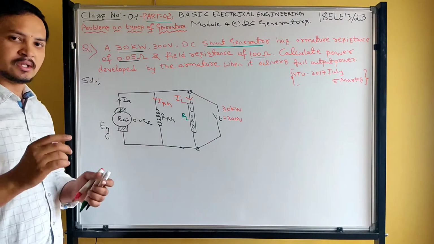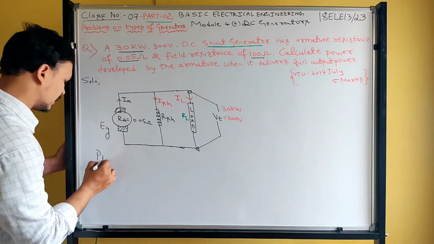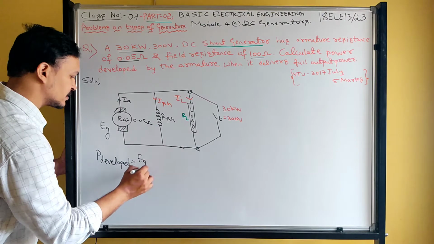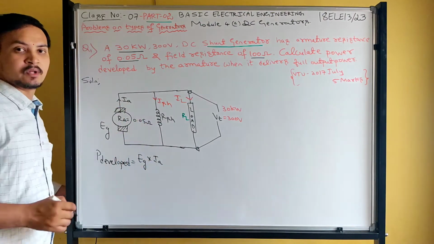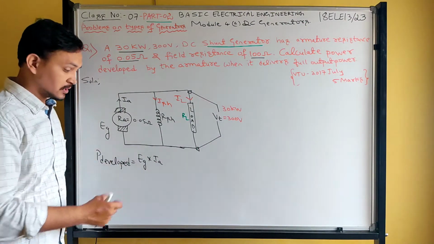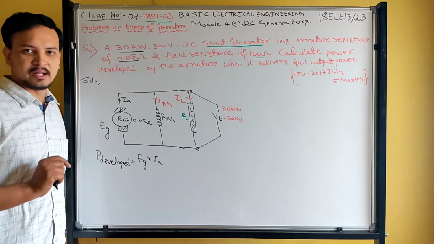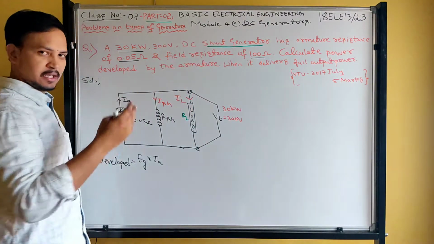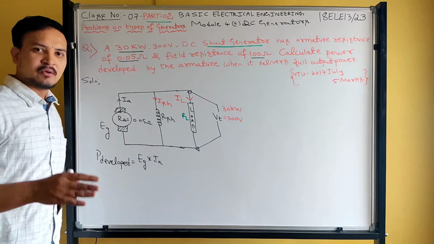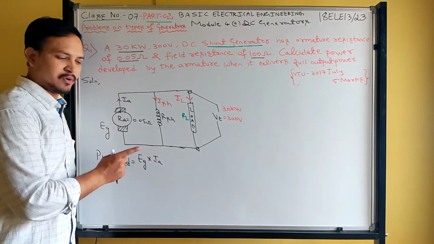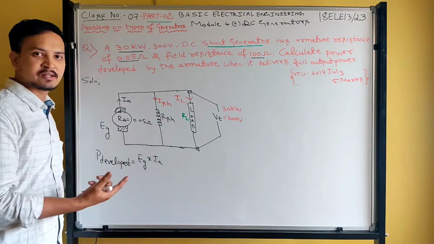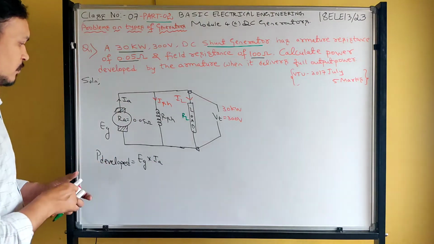What the question asks is the power developed. For all types of generators, power developed is given by this equation, Eg into Ia, generated voltage into armature current. If you multiply these two, you will get the power developed. This equation is the same for all types of generators, either shunt or series or long shunt compound or short shunt compound. Our goal is to find the value of Eg and the value of Ia. After finding those values, substitute here, and you will get the final answer, which is what they asked in this problem.